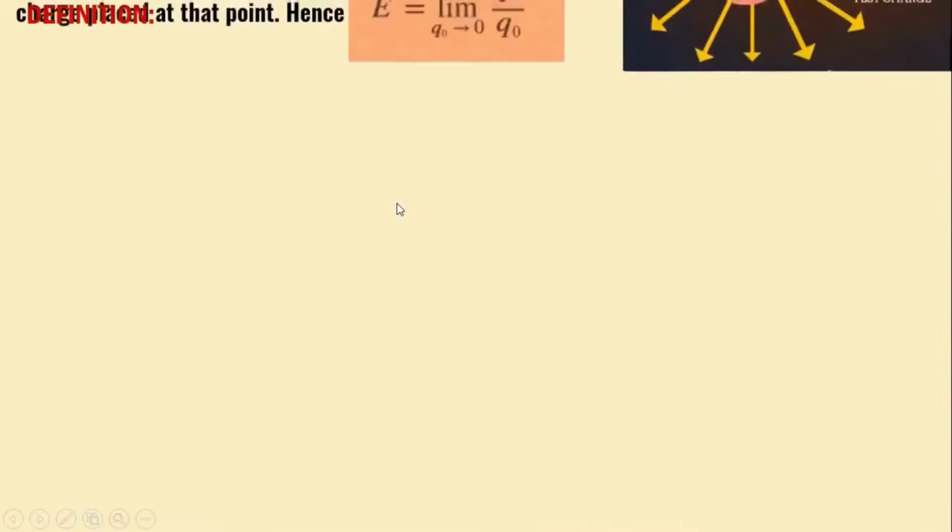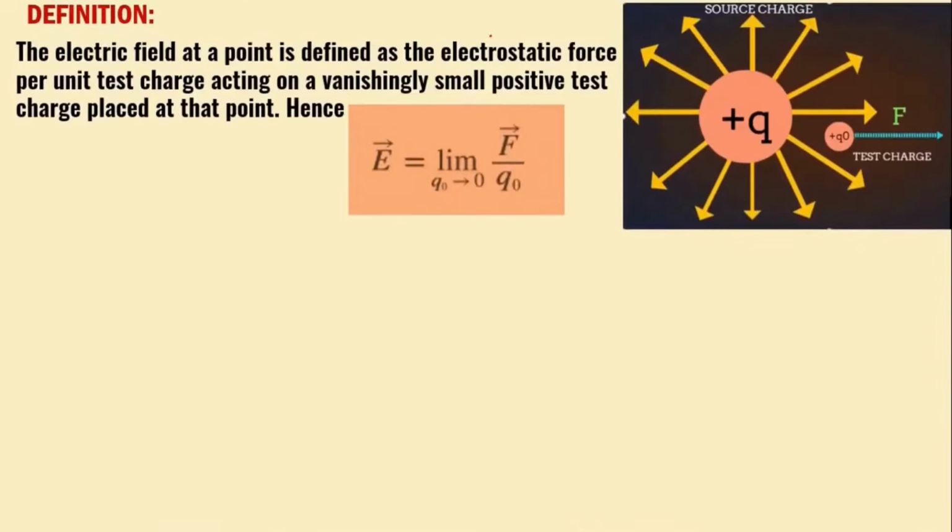Now, let us begin with our important topic, that is its definition and the important steps in its derivation. So, first, the definition. How can we define it? It is defined as the electrostatic force per unit test charge acting on a vanishingly small positive test charge.